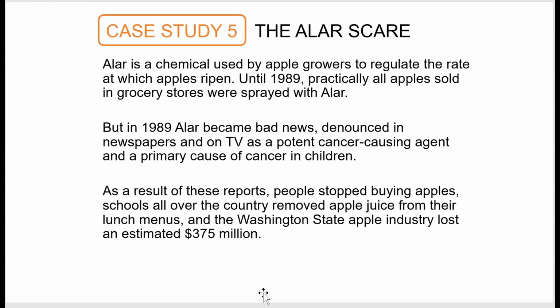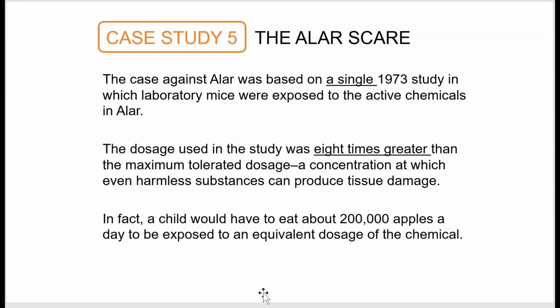So here's an example. There was a chemical used by apple growers, and then it was denounced in the newspapers as a cancer causer, and everyone stopped buying apples, and there was money loss and all different kinds of things. And it was based on a single study in lab mice. And the dosage that was given was actually 8 times greater than what was actually tolerated. And take a look at this. If a child were to eat 200,000 apples, it would be equivalent to that dosage a day.